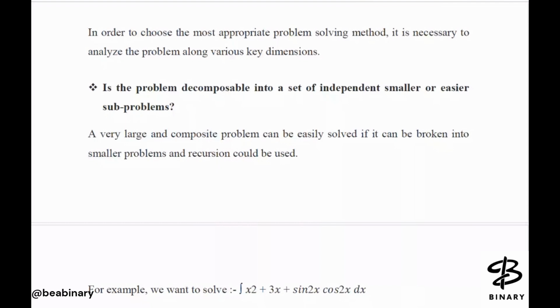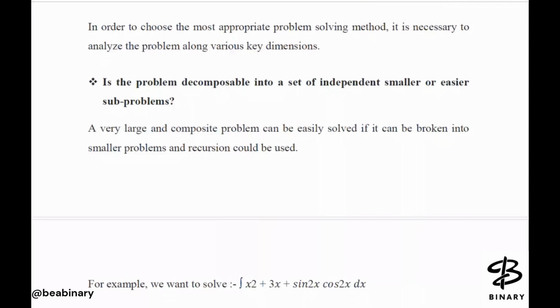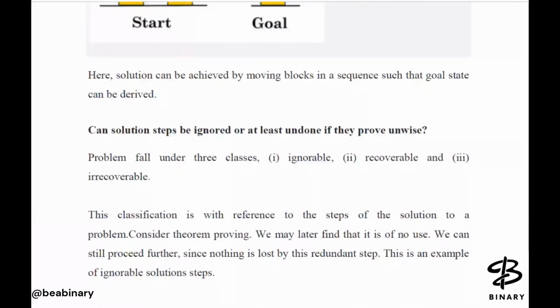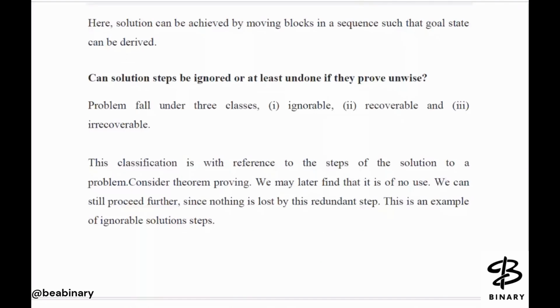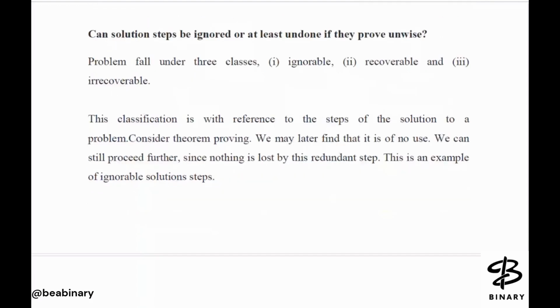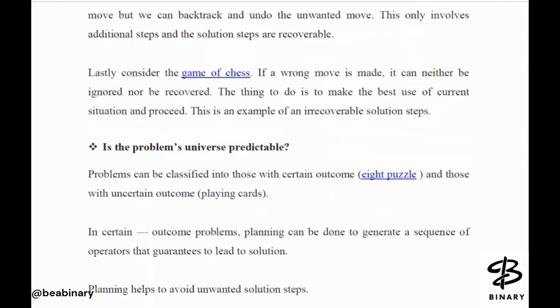So first it will understand the problem and its characteristics. After that, another characteristic it will understand is whether the steps can be ignored. What kind of solution we need to understand: ignorable, recoverable or irrecoverable. What type of problem are we searching for a particular solution in? These are the three types of steps. Yes, these are the particular steps.